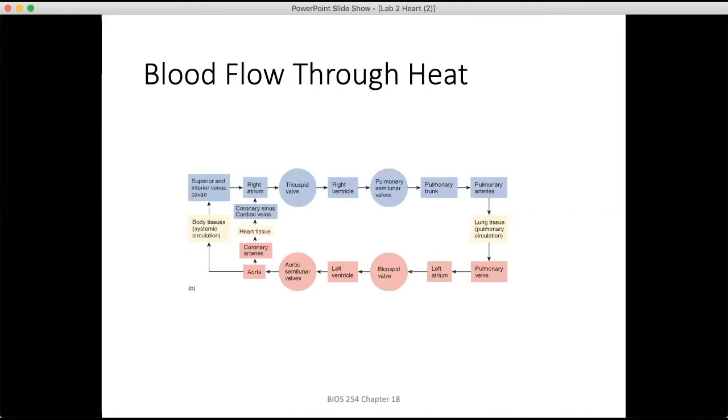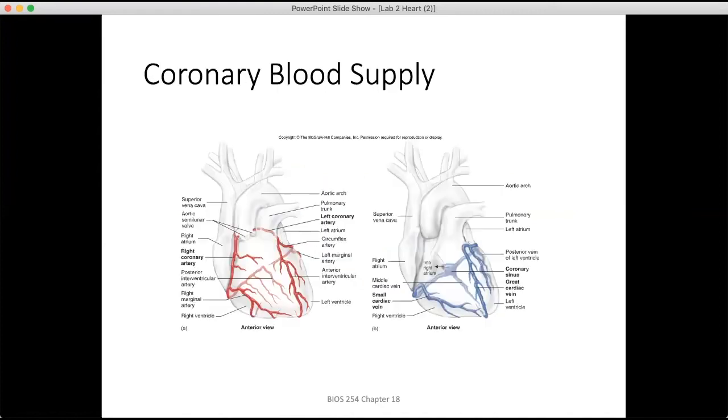This is a flow chart which may be helpful. It does exactly what I just talked about. The colors again represent whether the blood is highly or poorly oxygenated. Red is for highly oxygenated, and blue is for poorly oxygenated blood. Recall that there are 3 circuits: the pulmonary circuit, systemic circuit, and coronary circuit.